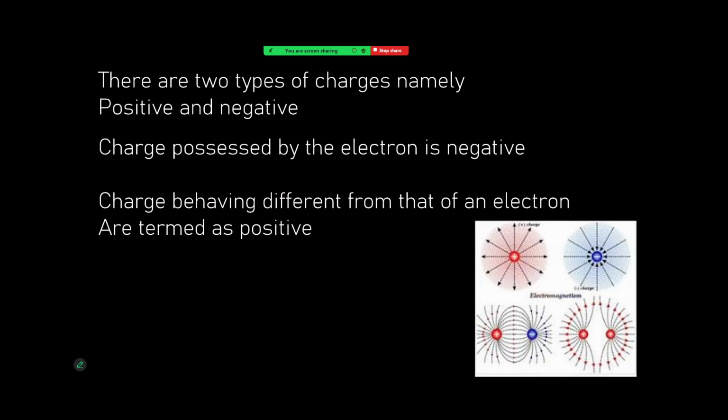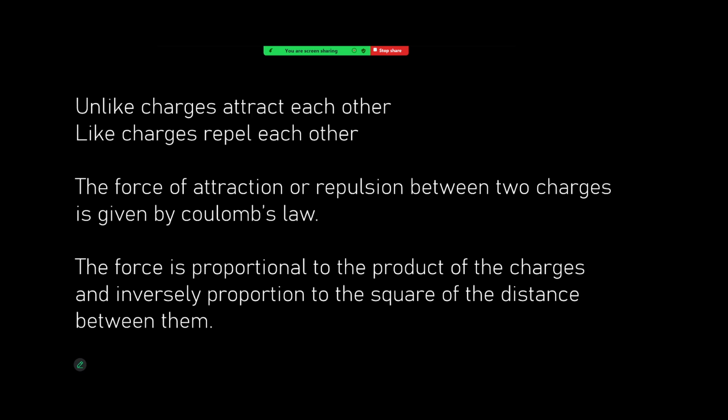Now, there are two types of charges, namely positive and negative. Charge possessed by the electron is taken as negative. Charge behaving differently from that of an electron is taken as positive. So that is the definition of positive and negative charges. Now, unlike charges, I mean to say, if there is a positive charge and a negative charge, then they attract each other. Like charges, that means if there are two positive charges or two negative charges, they repel each other.